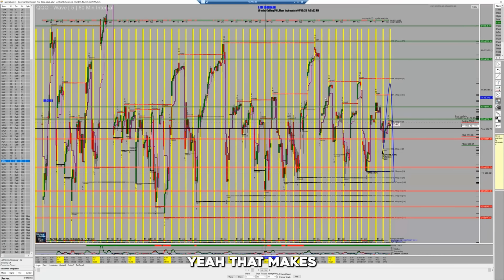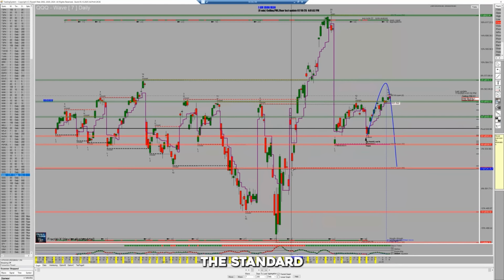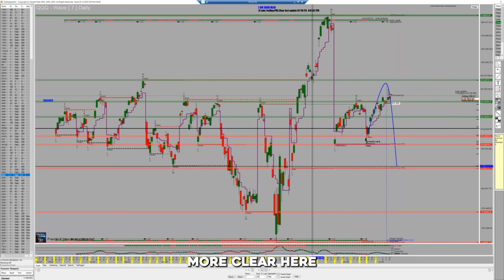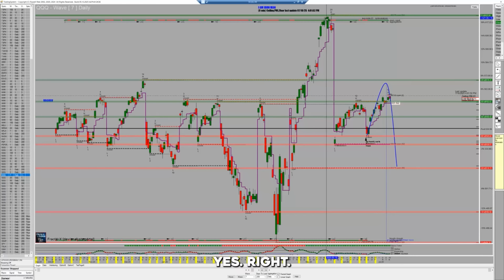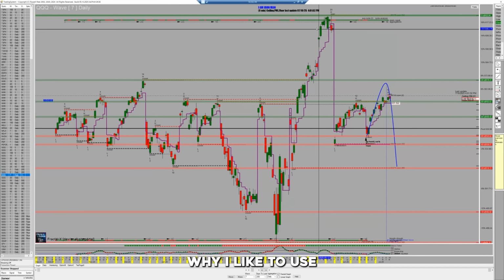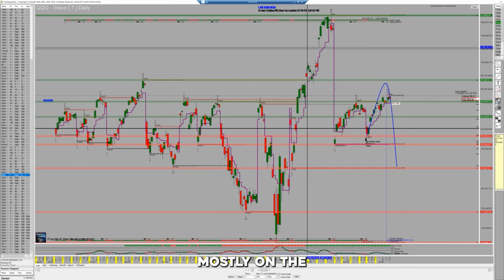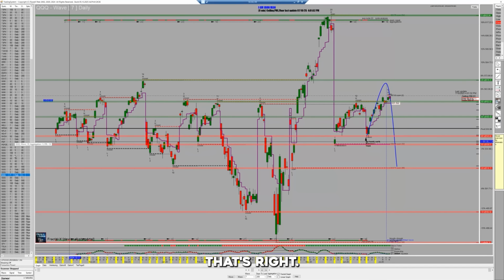Does that make sense? Yeah, that makes sense. That is why I like to use the standard deviation squeeze. But I use this for my swing setups, because on the daily it gives you a much clearer idea that you can expect a squeeze here, you can expect a reversal here. For example, if I go to the page 7 daily, you're going to see that the standard deviation is much more clear here. For example, a squeeze right here, and you can see the explosive move. So that is why I like to use the standard deviation squeeze mostly on the daily time frame. Does that make sense?